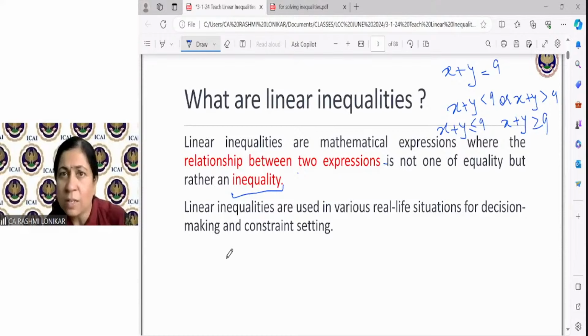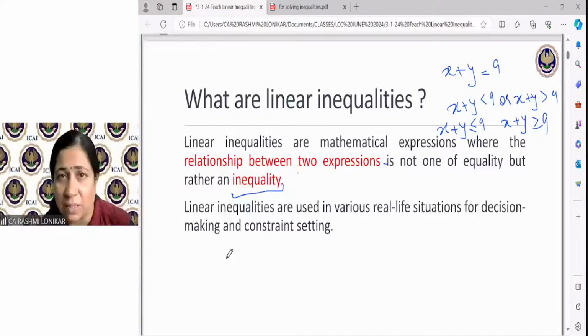Okay, so many times you may feel that you get the question like, why do I need to study this? But this is very important in decision-making and constraint setting. What is constraint? Constraint means what is the limit that you put. For example, time. How many hours do you have? 24, right? You cannot exceed 24 hours. I can't say that, okay, Rashmi, you work for 26 hours in a day. It's not possible, right? So what is the constraint that time?